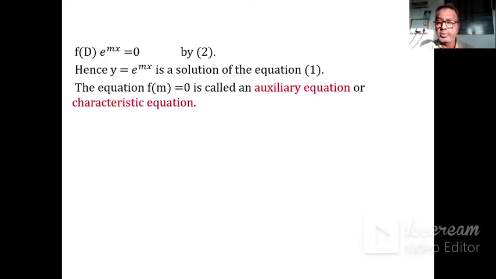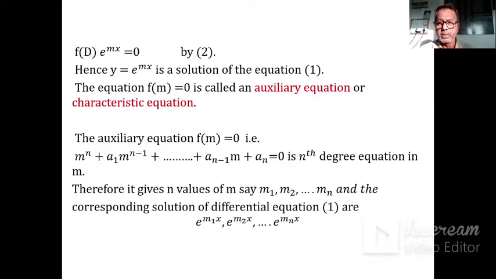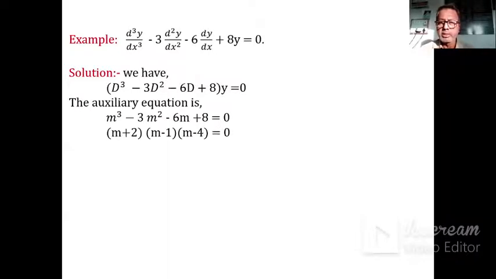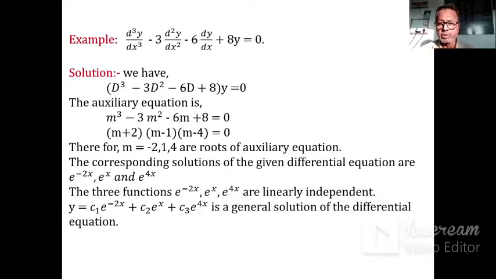These roots may be real and distinct, real and repeated, complex and distinct or non-repeated, complex conjugate, distinct and non-repeated. We have seen this example in the last lecture, and the solution of this is y equals c1 e to the power minus 2x plus c2 e to the power x plus c3 e to the power 4x.